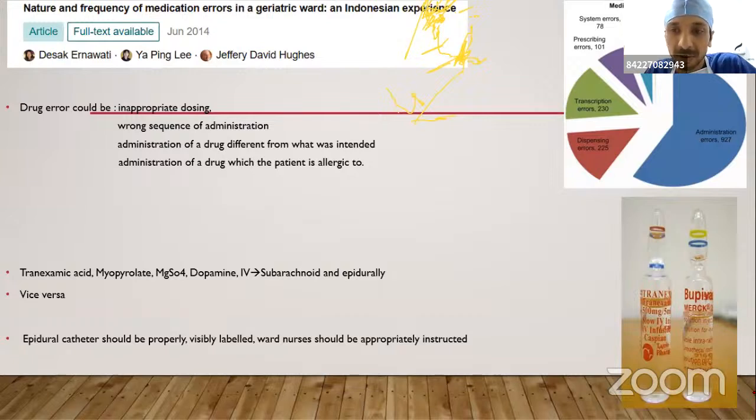There are numerous reports in which intravenous drugs were accidentally injected into the subarachnoid space or epidurally. Commonly, to name some, are tranexamic acid, glycopyrrolate, magnesium, and many of the cardiac intravenous drugs. Also, there are reports in which drugs used for local anesthesia were accidentally injected intravenously or through the central line. To avoid this, we need proper labeling. A visible, colored label should be placed around the epidural catheters, and the ward nurses should be appropriately instructed and educated about it.